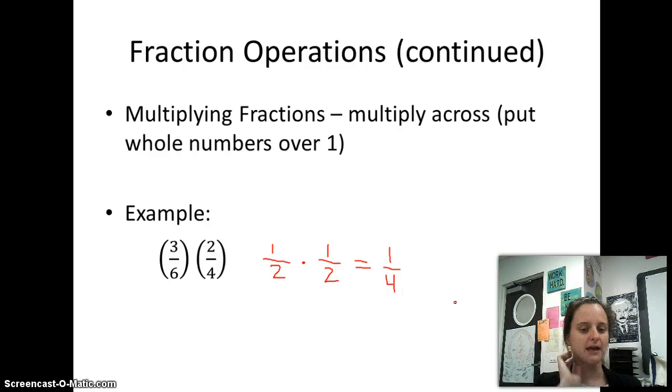That's already simplified. You could double check this by turning it into decimals and checking your answer, right? So 0.5 times 0.5 would equal 0.25. And so that's kind of how you can think through and check your work.